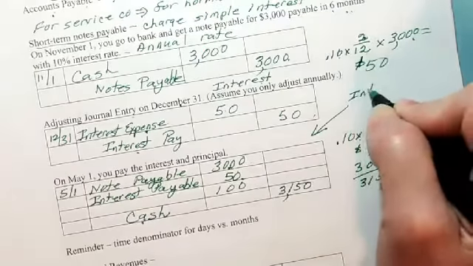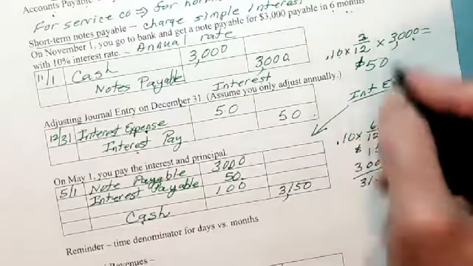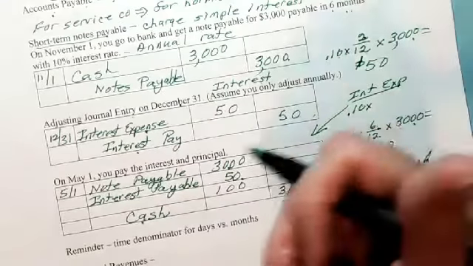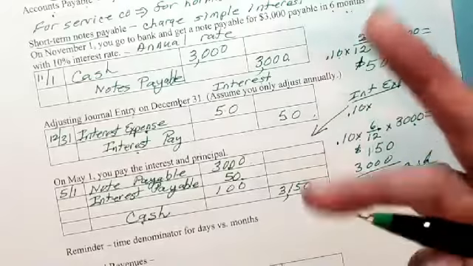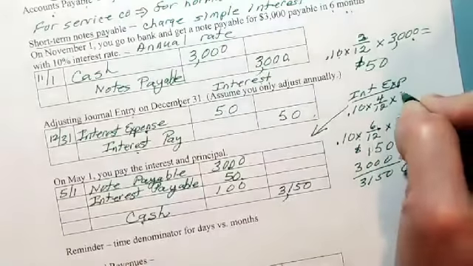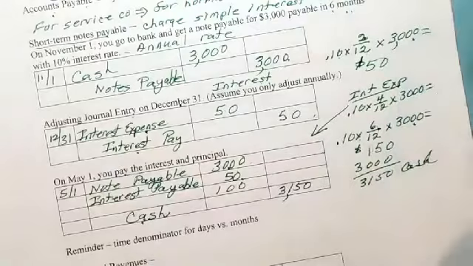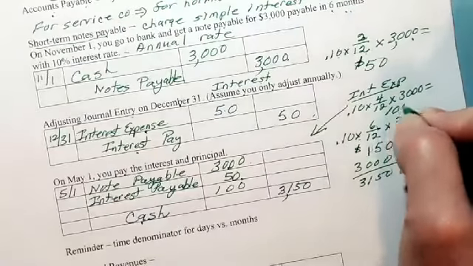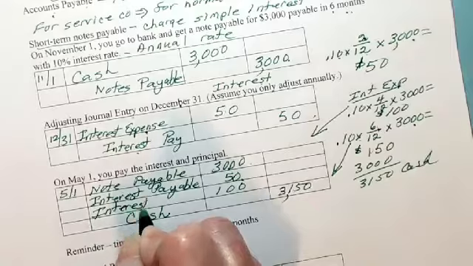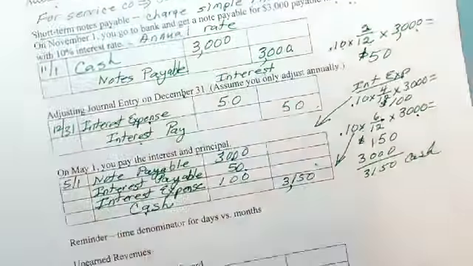Interest expense for this year is my 0.10 times January, February, March, April, and this is May 1st, so it's 4/12 times 3,000, which lo and behold is $100. You have interest expense for the 100.